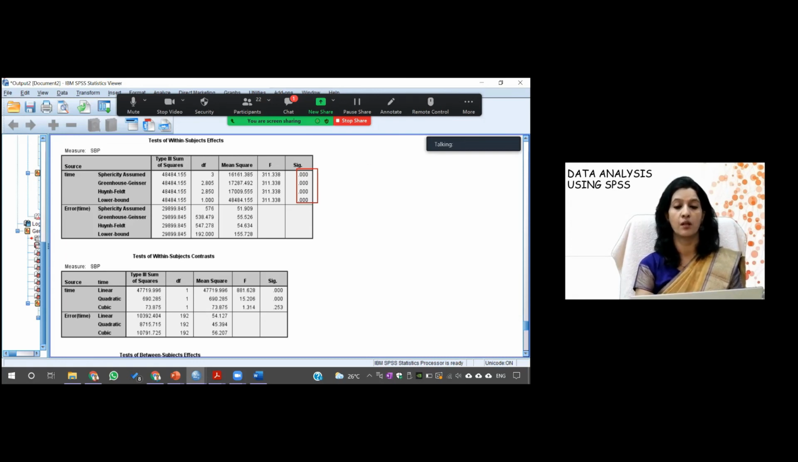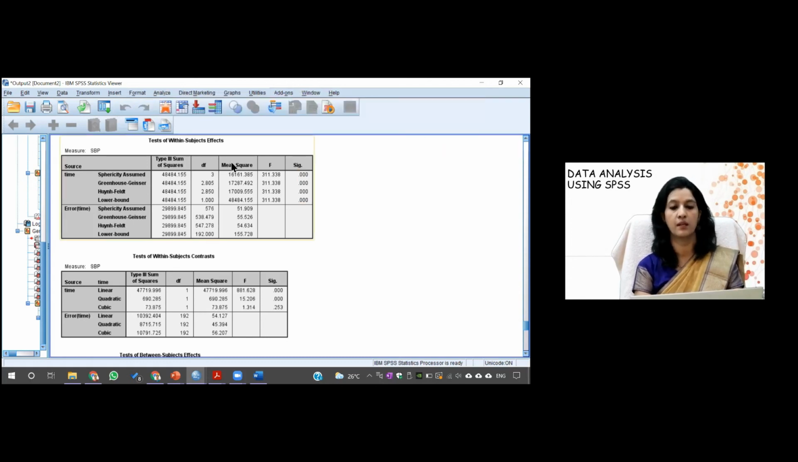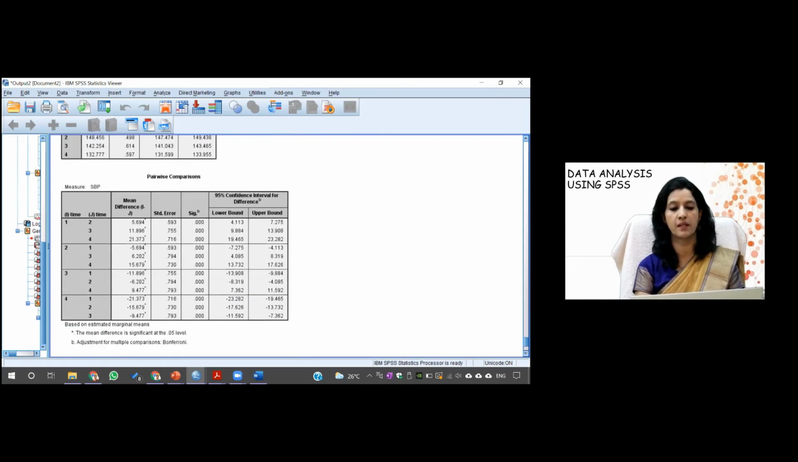So here you will see 2 significant. This is the overall value of this. This tells you about the significant value of the individual value at 4 different time points. And if you come to the post hoc pair-wise comparison, then this tells you about the pair-wise comparison. Okay. So any query from any other participant in repeated measure ANOVA?